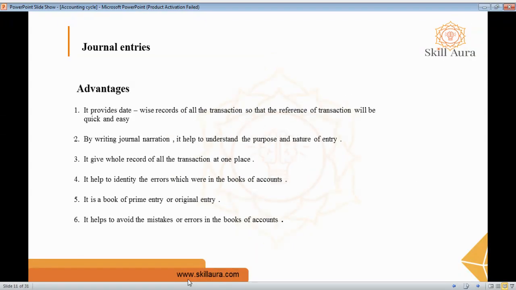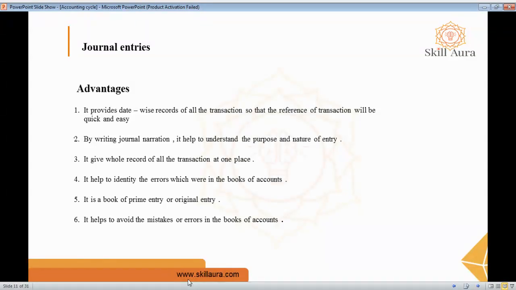Here we'll learn the advantages of journal entry. The first one is it provides date-wise records of all the transactions, so referring to a transaction will be quick and easy. When the date is given, it is easy for us to refer to the transaction by analyzing the date. By entering the journal narration, it helps to understand the purpose and the nature of the entry. In the journal entry, it is very important to write the journal narration, so it helps us understand the purpose and nature of the entry.